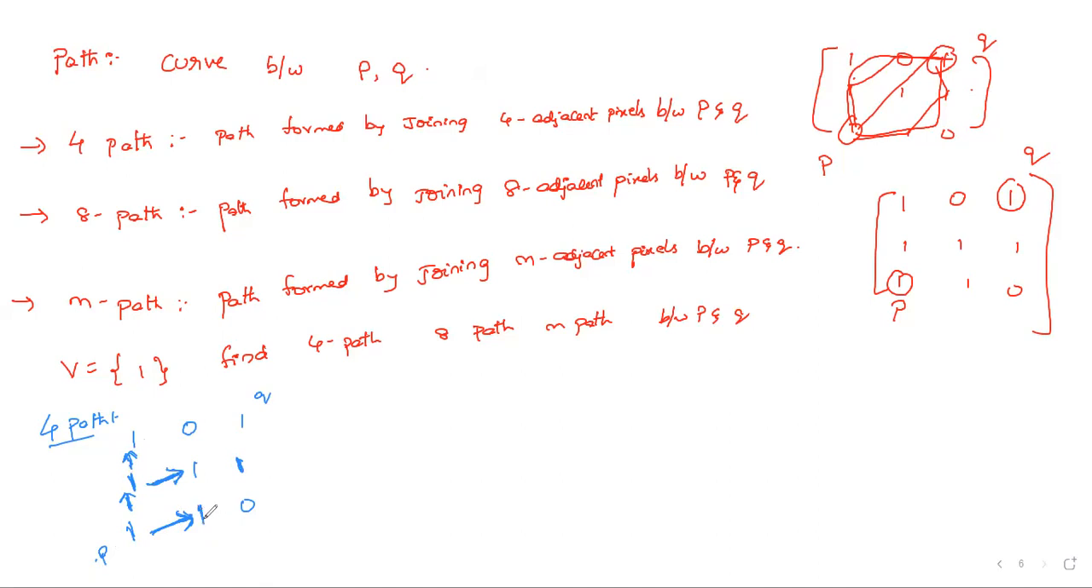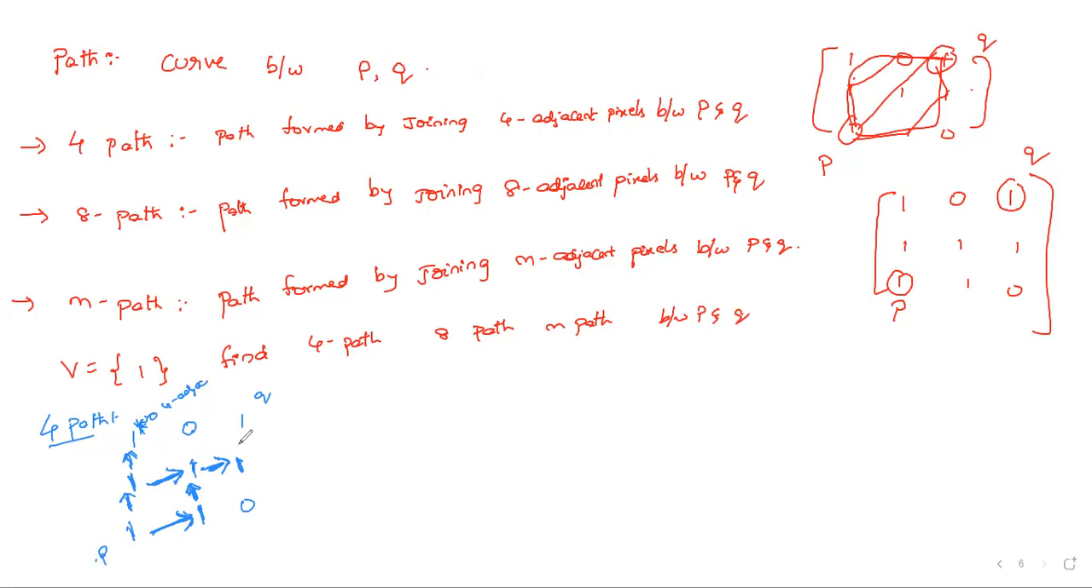For this one, this is 4 adjacent. Now for this one, 4 adjacent is this one. For this one, there is no 4 adjacency, because this is 0. Here V is defined with 1. So there is no 4 adjacent.